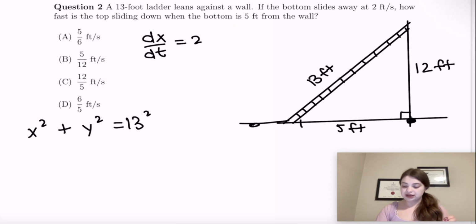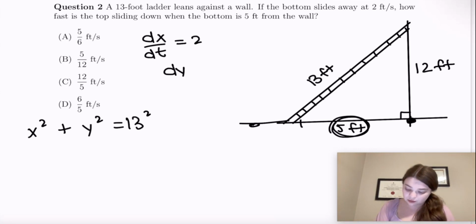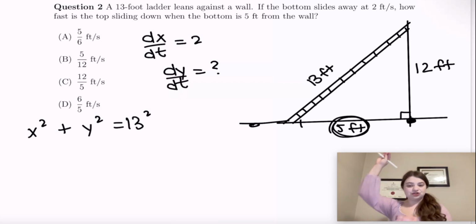And the question we're trying to answer is, when the distance is 5 feet at this moment in time, how fast is the top sliding down? So how fast is y changing with respect to time? So we're looking for dy/dt essentially, because they want to know how fast the top is sliding down. So what's the change in the y values with respect to time?